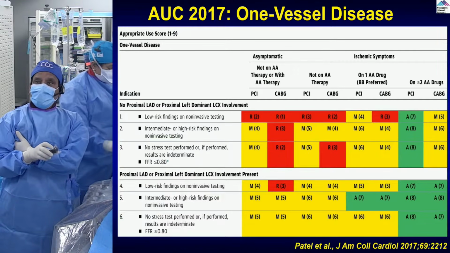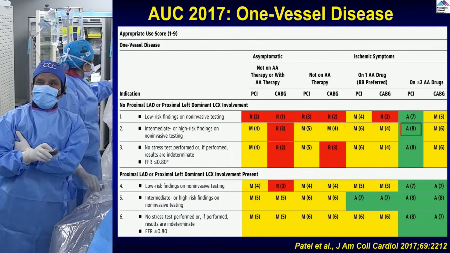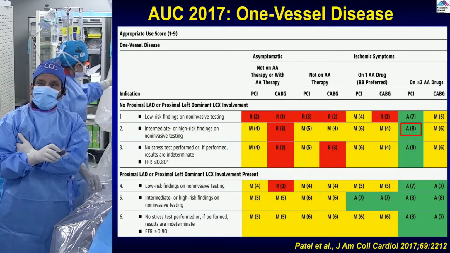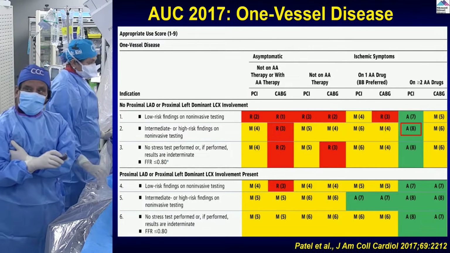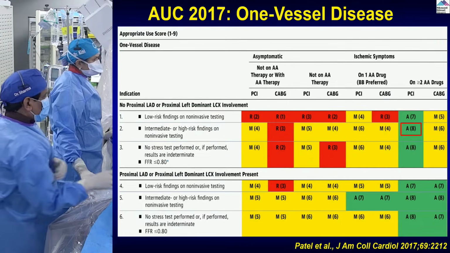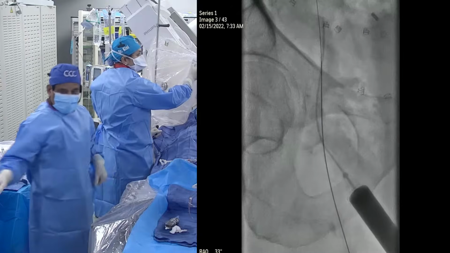This is our OC criteria, which we show in every case. In this particular case, clearly because of the high risk finding, and it's a non-LAD, and the patient is symptomatic on double drug, it is appropriate to use. So now we want to just show the angiogram and then we'll show the wires. Yeah. You guys come, one of you inside.